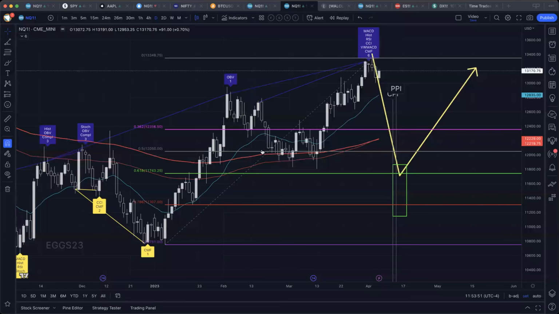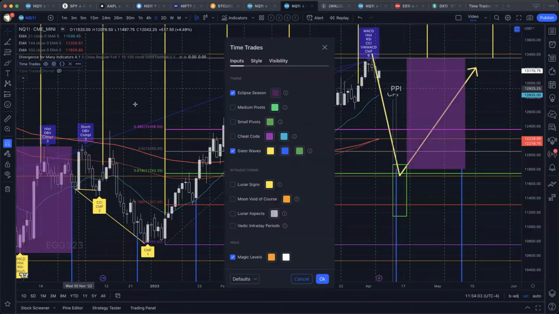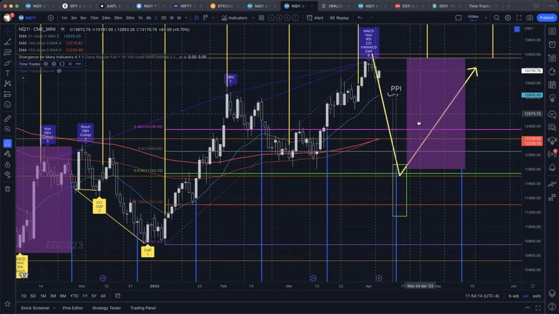And of course, we can't talk about the moon without also talking about the upcoming eclipse. So we have a solar eclipse coming up, and let's use time trades over here to turn that on. The time trade script in TradingView will show eclipse season, and it will also show the Gann waves as well. So this purple box over here indicates eclipse season. We've got a total solar eclipse happening on the 20th. Okay, so that is going to be pretty important. And then, of course, a lunar about 2 weeks later.